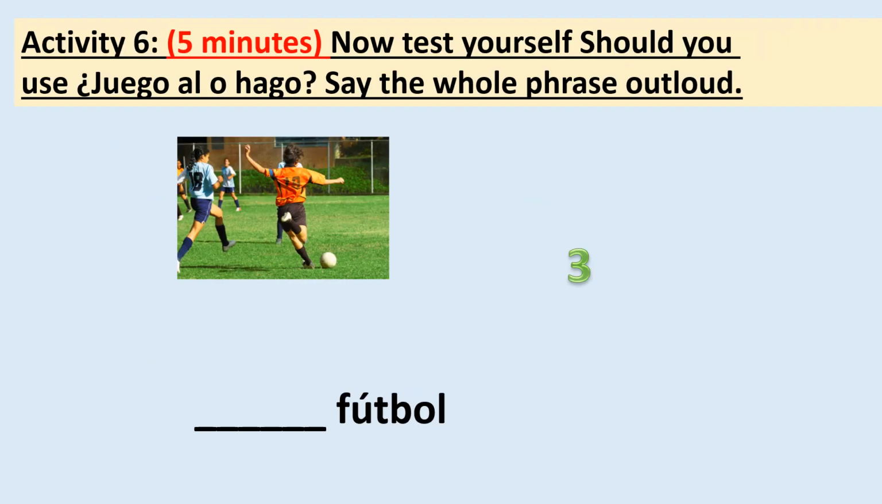Okay, for the last few minutes of the lesson, I'd like you to test yourself on how well you've learnt that grammar point. So, for each example, should you use juego al or hago? I'd like you to look at the picture, therefore, and say the whole phrase out loud before the 5 seconds are up. For example, here someone's playing football. I know it's a ball sport, therefore I would choose juego al fútbol. And I would say out loud, juego al fútbol. Let's have a go.